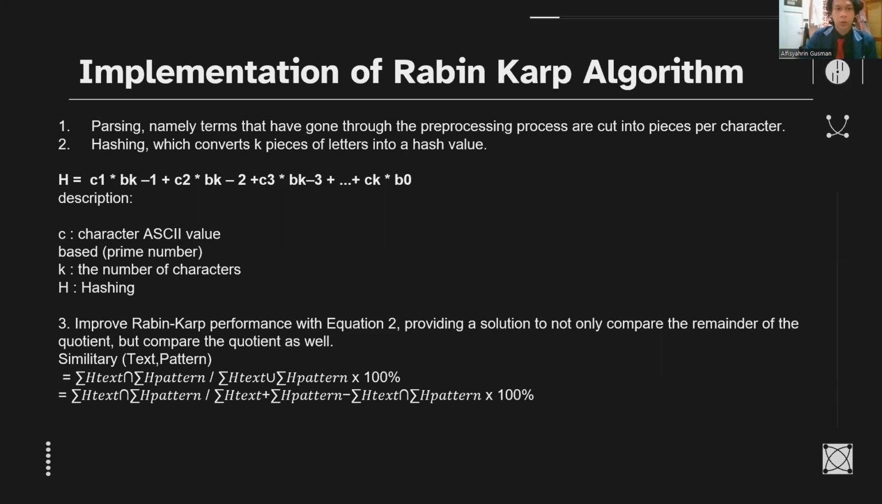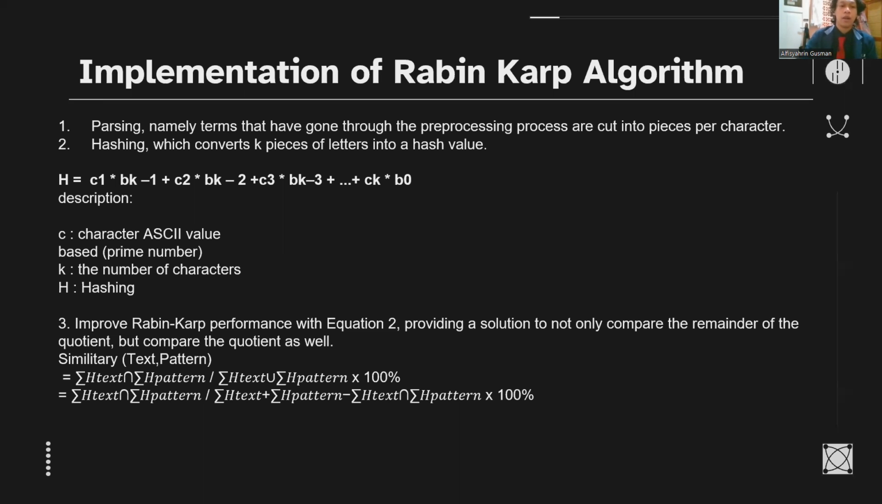The h equals c1 times b^(k-1) plus c2 times b^(k-2) plus c3 times b^(k-3) until ck times b^0. So what is the meaning of this formula? The meaning of this formula is: H is for hashing, the C is for the character hashing value, the B is from a prime number, and the k is the number of the characters.